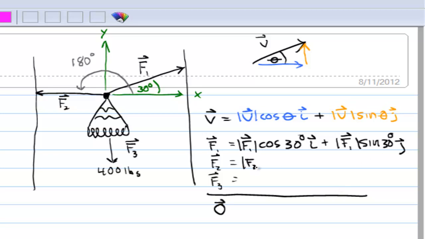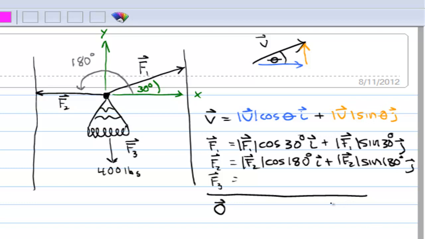Similarly, F2 is going to be the same thing. The magnitude of F2 times the cosine. Now I'm writing 180. Do you see why I'm doing that? That's the direction angle to the F2 vector. F2 times the sine, from the formula above, of 180 degrees. That's the direction angle in the vertical direction, which I represent by that unit J vector.